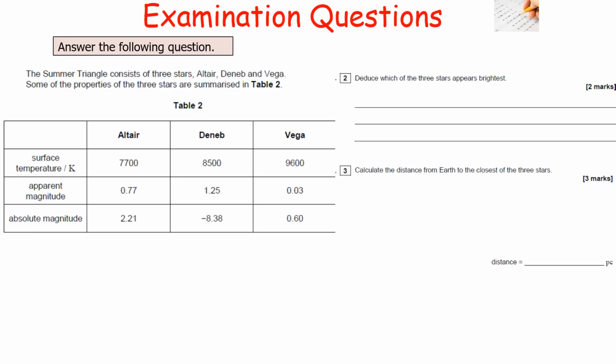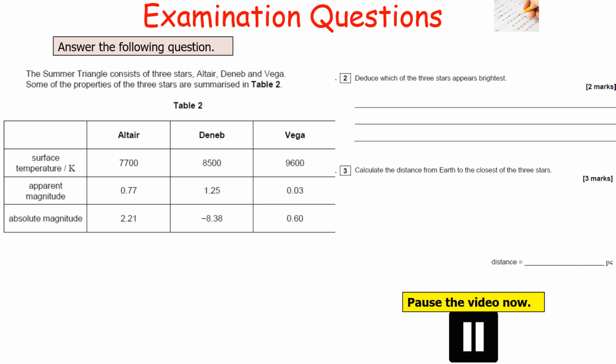So the first question says, the summer triangle consists of three stars, Altair, Deneb and Vega. Some of the properties of the three stars are summarised in table 2. Firstly, deduce which of the three stars appears the brightest, and then calculate the distance from the Earth to the closest of the three stars. So pause the video now, then unpause the video when you want to go through your answer.